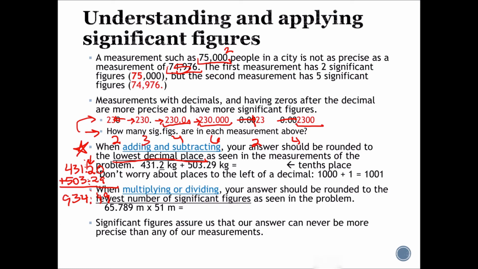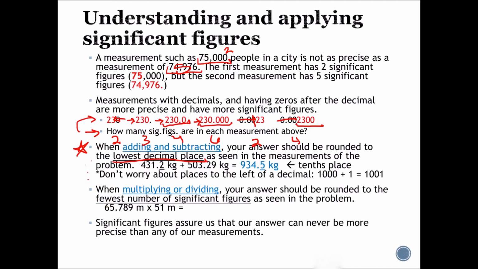I am going to round it to the tenths place, because my answer here is showing more precision than what I could actually measure in kilograms with my instrument. We can't have that. Your answer cannot be more precise than any of your measurements. So we're going to round this to 934.5. Whenever your value here is 5 or greater, you round up. If it is less than 5, you round down.